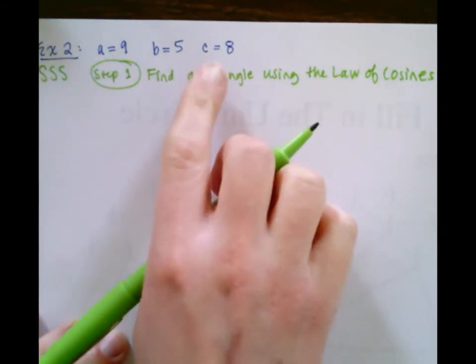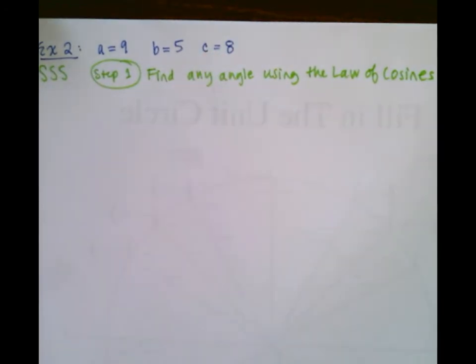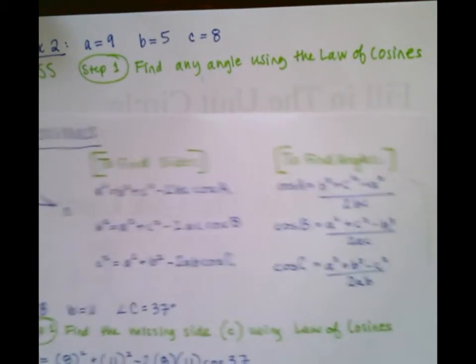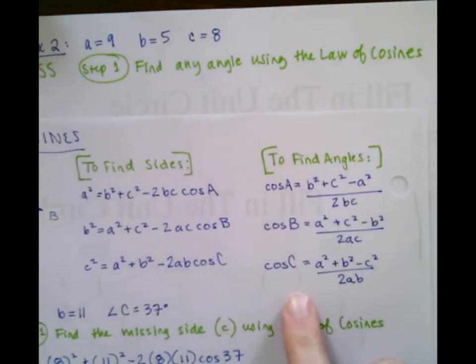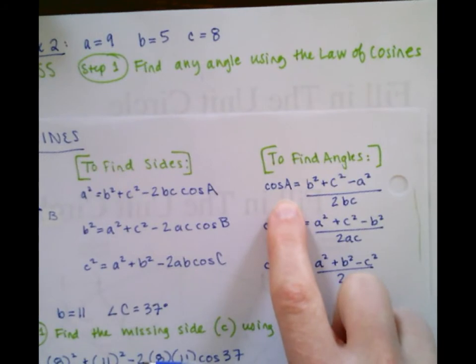Because in order to use law of sines, we need at least one angle to start. So since we only have sides, we're using the law of cosines. And the formula I want to plug into, I'm just going to show you them again. Since we're finding an angle now, we need to use one of the ones from this side. And it doesn't matter which one, so let's start with angle A. So let's find angle A, and we're going to plug into this formula.